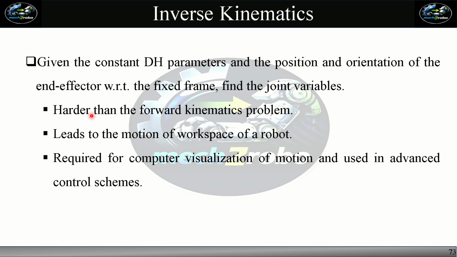It is harder than the forward kinematics problem, and it leads to the motion of the workspace of a robot, and it is required for computer visualization of motion, and it is used in advanced control schemes.